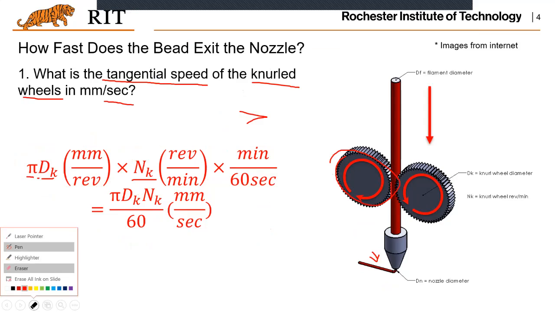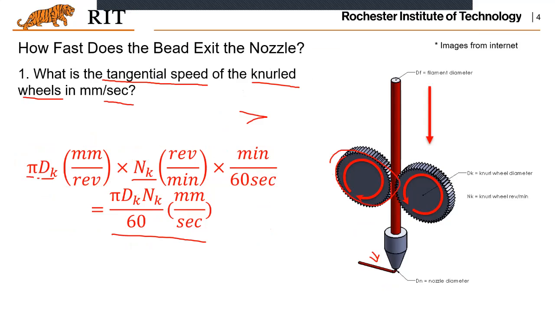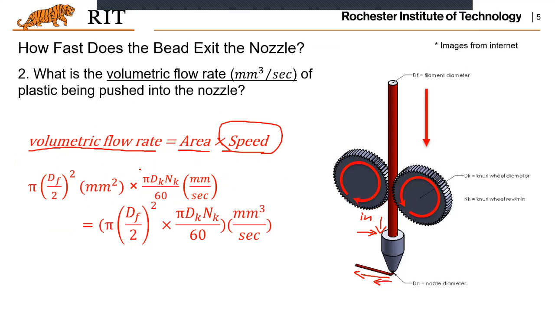So this is the speed of the filament moving, right? And we just directly use it here. And then we also have the area of the filament, because dF is the diameter of the filament, and we just use this equation to compute the diameter, the area of the cross section of the filament, and times the two together, you have the volumetric flow rate.